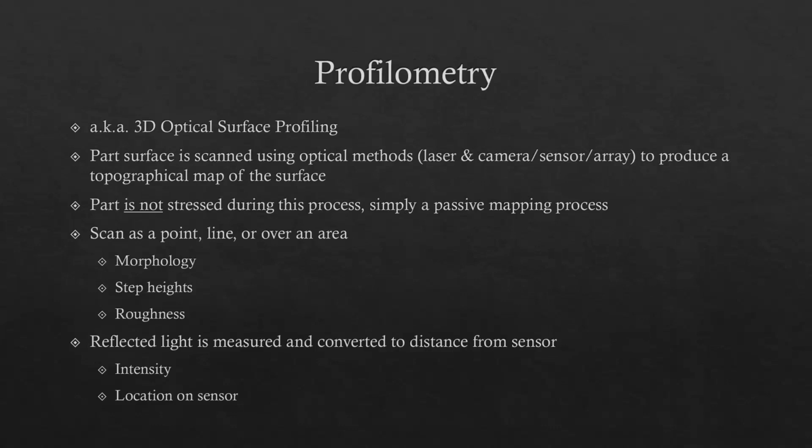So profilometry, the root word in it is profile. And now we're going to use light to take a surface profile. We're going to create a 3D optical surface, essentially a map or profile of whatever it is that we're looking at. So in this case, a part is scanned using optical methods. And again, it's a laser and camera or sensor array. And we produce something that's very similar to a topographical map.